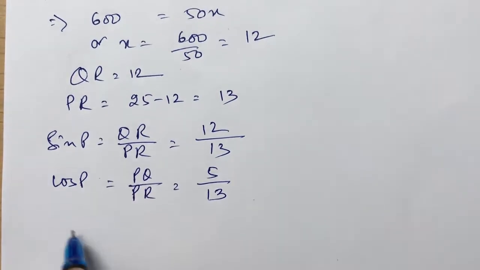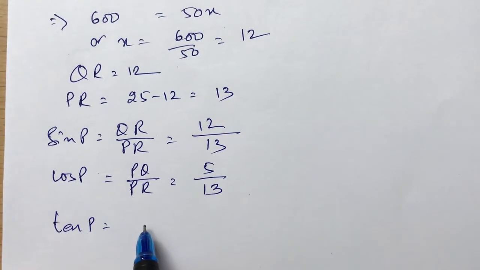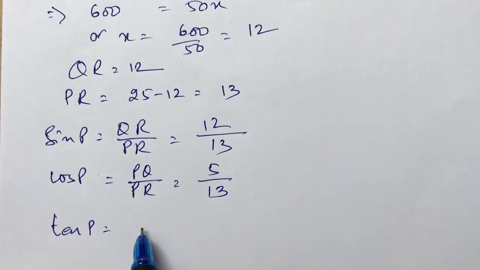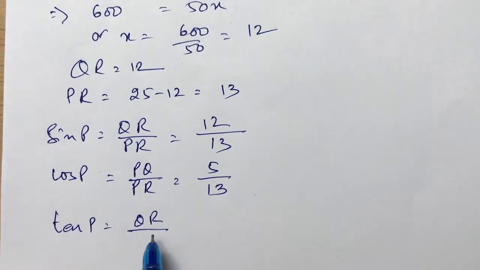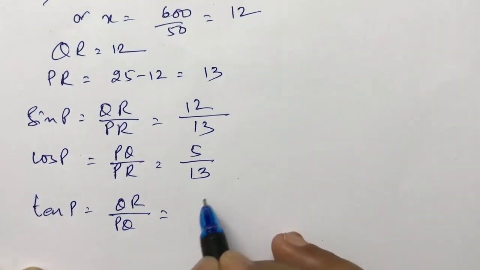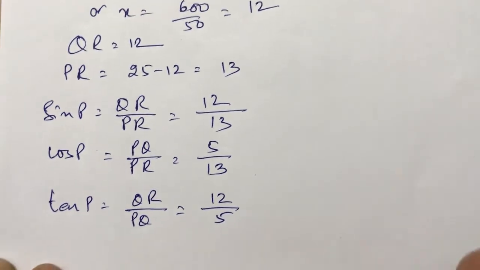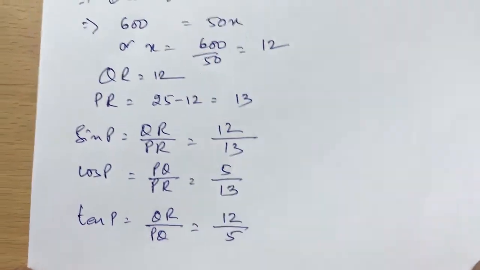And then what is tan P? Tan P is equal to perpendicular by base. So QR by PQ. What is QR? It is 12. What is PQ? It is 5. So finished. So this is about question 10.